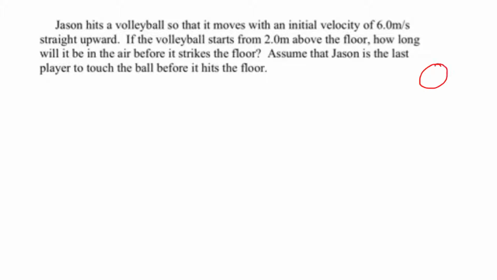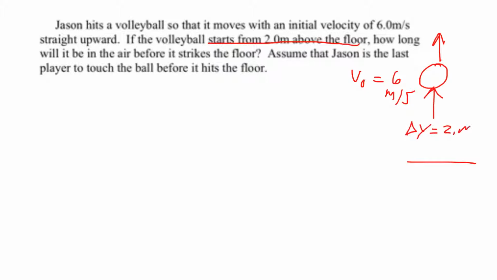Alright, so we've got the volleyball, and Jason hits it straight upward with an initial velocity of 6 meters per second. The volleyball starts 2 meters above the floor. So let's make our floor down here. And then we're going to say that our displacement in the y-axis is 2 meters.